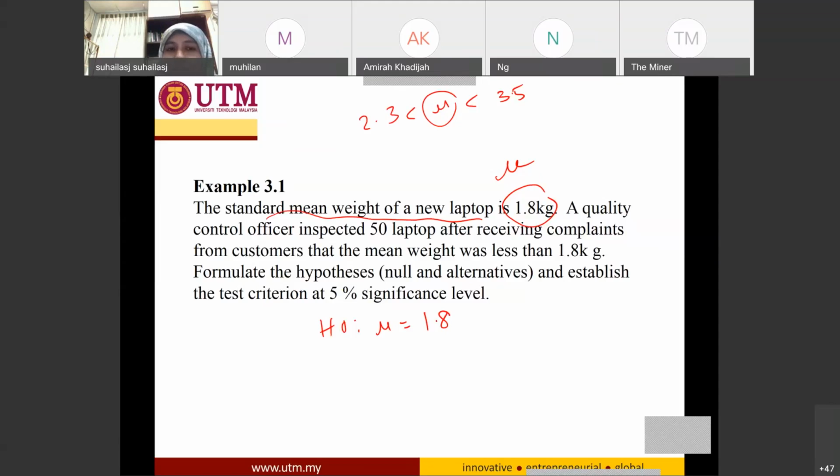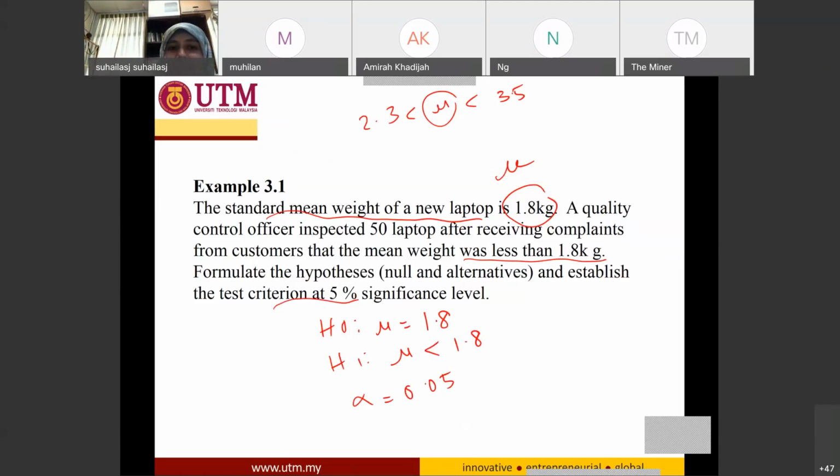Okay. Then a quality control officer inspect 50 laptop after receiving complaints from customer that the mean weight was less than 1.8. So kita nak investigate. Okay, apa yang dia tetapkan adalah mu equals to 1.8. So quality control officer ni dia ambil 50 laptop, lepas tu complain daripada customer tu, dia cakap mean weight dia less than 1.8. So your alternative will be mu less than 1.8. Okay. Criteria at 5% significance level. Maksudnya alpha kamu 0.05. Okay, significance level.